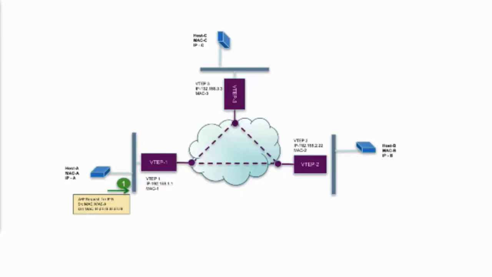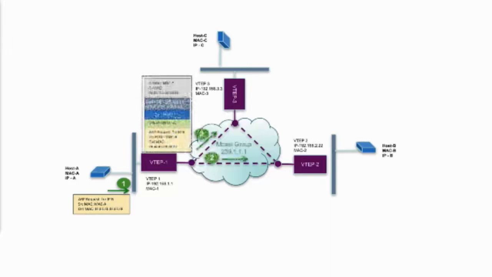So the VTEP receives the packet. Since it's received on a classical VLAN, which is now part of the VxLAN segment, what it does is it floods the packet into the VxLAN network itself based on the multicast address defined on that VNI. Now, since there's a multicast group 239.1.1.1, and it's configured on both VTEP 2 and VTEP 3, both of them receive the packet.